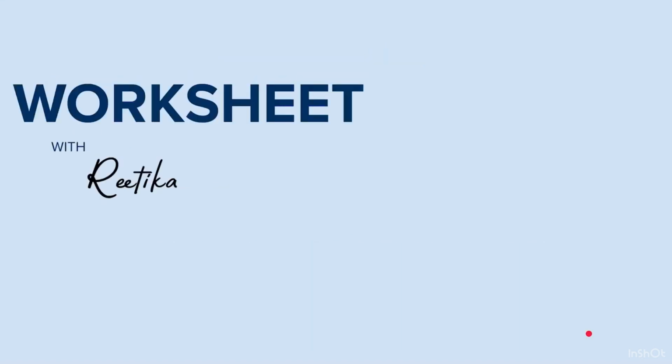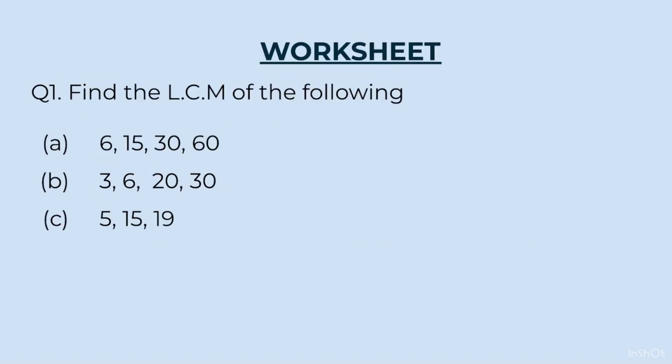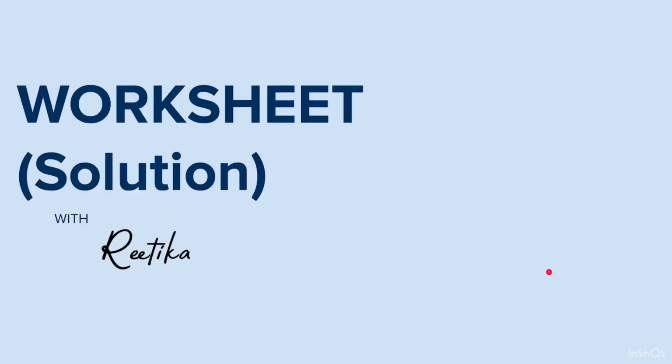Now you're all ready to do the worksheet. Question 1. Find the LCM of the following. A. 6, 15, 30, 60. B. 3, 6, 20, 30. C. 5, 15 and 19. Now here students, I want you to use the trick method. Pause the video, find the answers and then unpause to see the solutions.